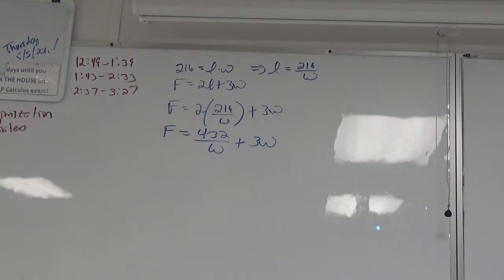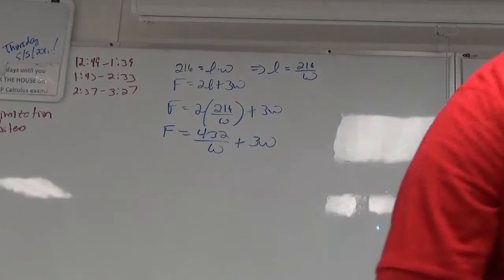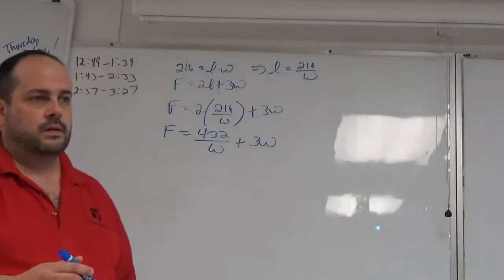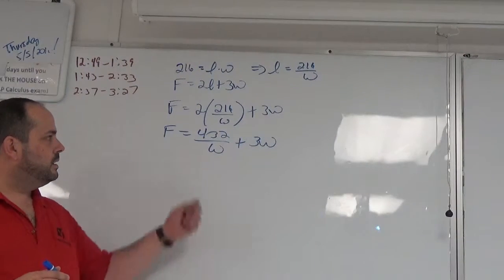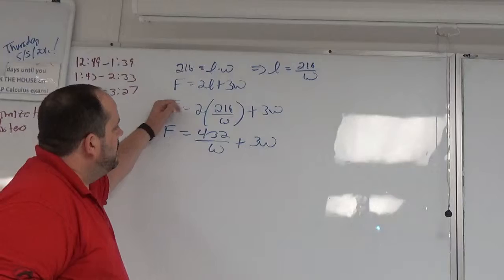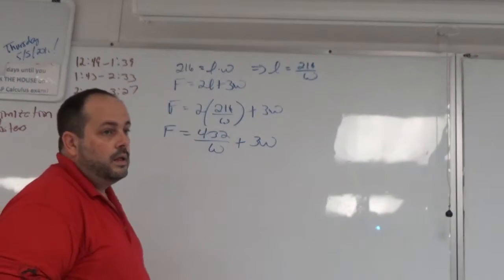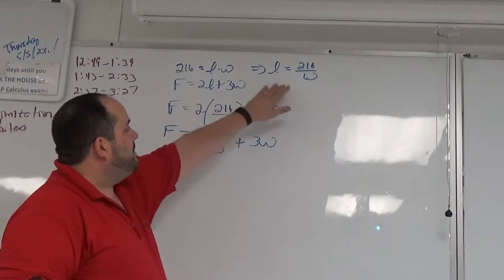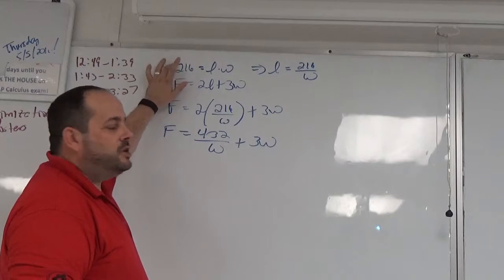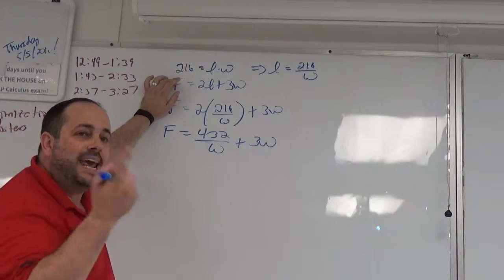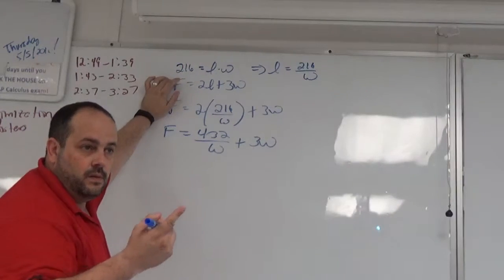I multiplied 2 and 216. I don't know, you're solving it differently. Okay, so you found the other one and you plugged it in for L, right? Right, for L, because that's what you do with the constraint. You've got to get your objective function to be in one variable.